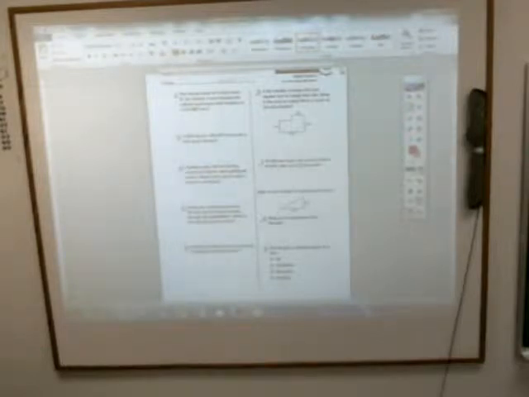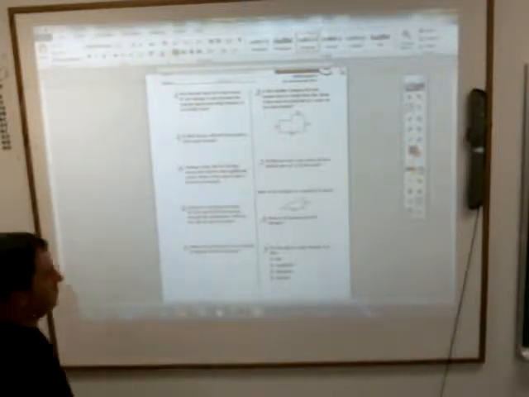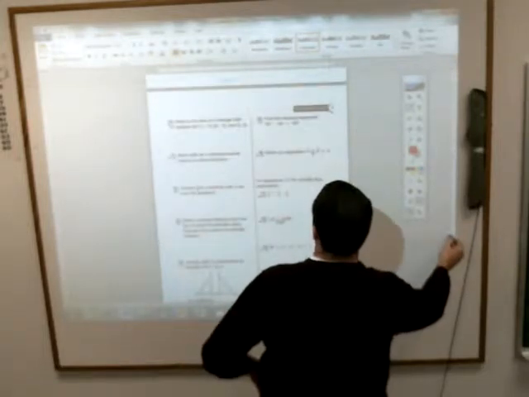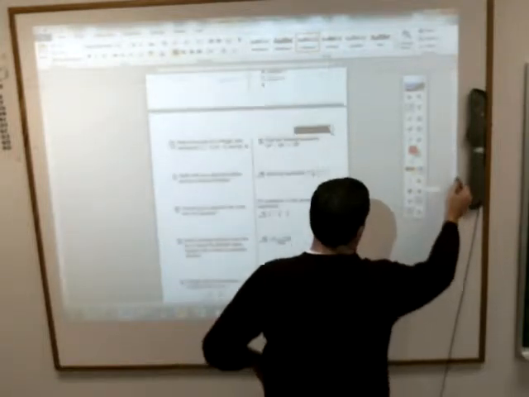I got for number 15, I got 10 to the 9th power. Is that okay? I don't have number 15 in front of me. It could be. I don't know. What does 15 ask you? Yes, that would probably be the same thing.